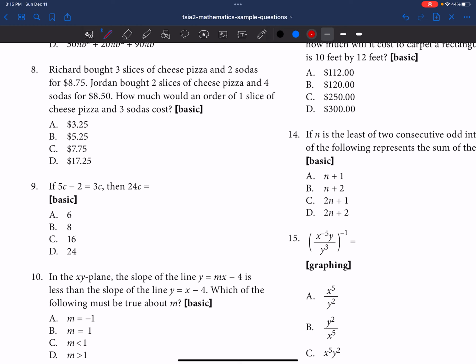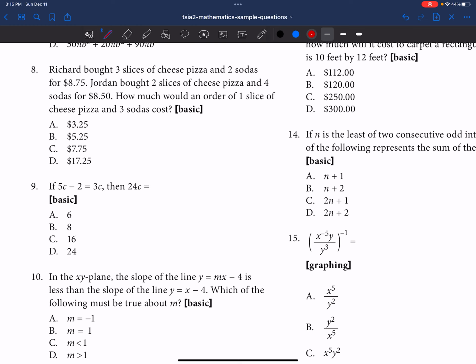All right. Richard bought 3 slices of cheese pizza and 2 sodas for $8.75. Jordan bought 2 slices of cheese pizza and 4 sodas for $8.50. How much would an order of 1 slice of cheese pizza and 3 sodas cost? So this is a substitution elimination problem. This is a system of equations, which you always need to be able to construct.